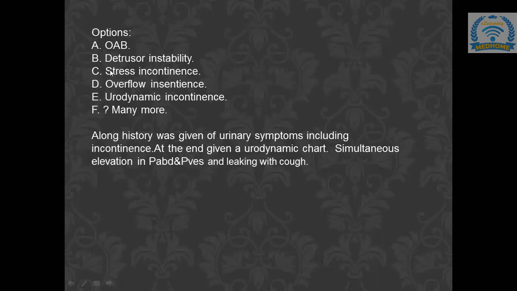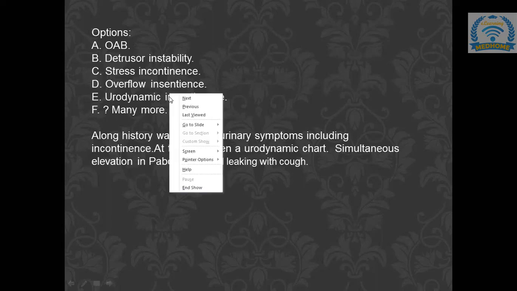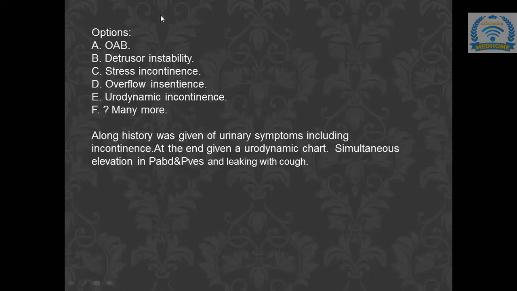But you need to see if there is also an option very close to it, stress incontinence. Sorry, this is my typing mistake. Urodynamic stress incontinence is one option, and there's also an option of stress incontinence. So you need to check that.